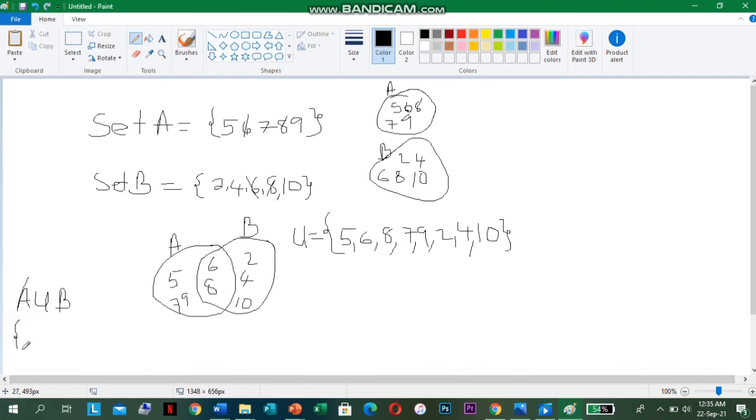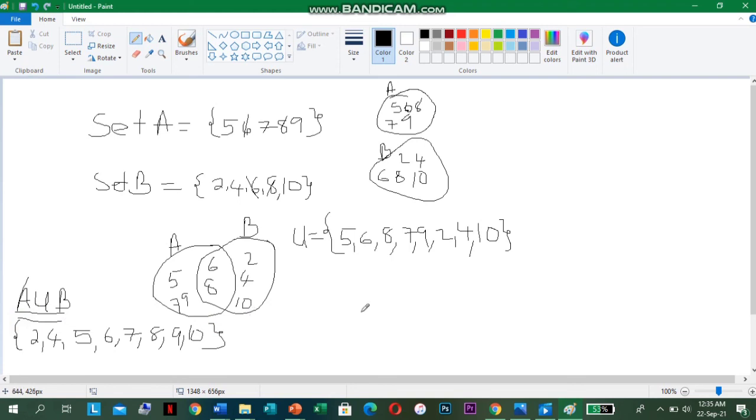So let us write it. We have 2, 4, 5, 6, 7, 8, 9, 10. Beautiful. So these are all the numbers that are in A and B without being repeated. This is the union of sets right here.